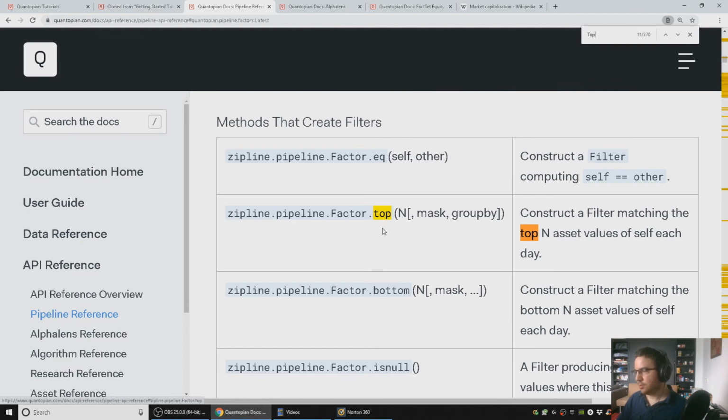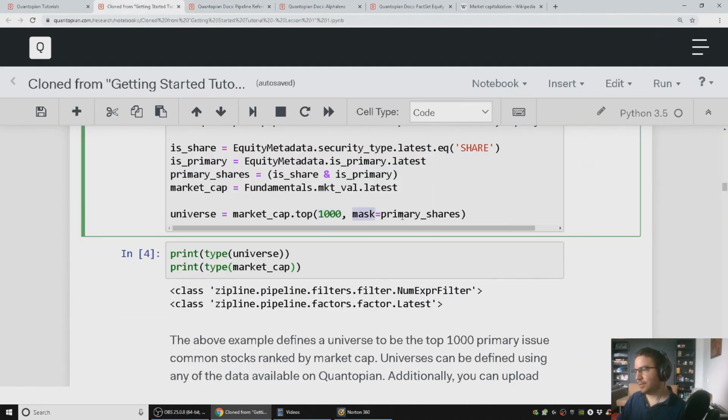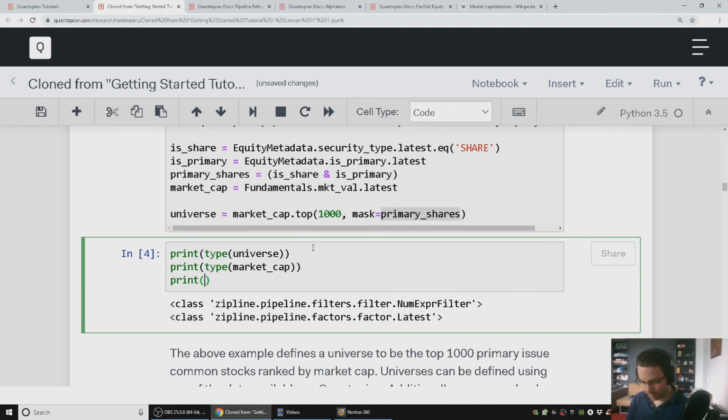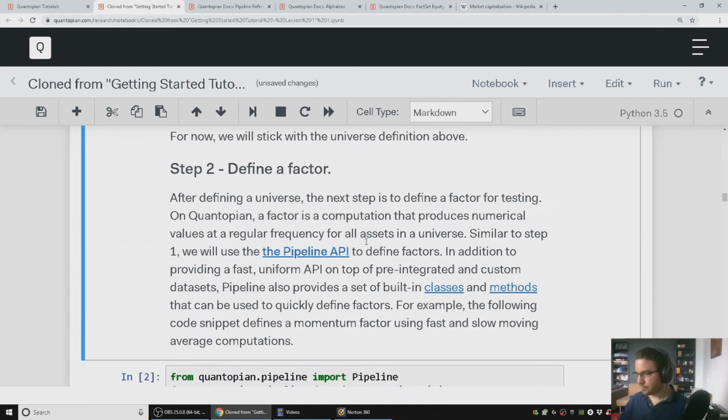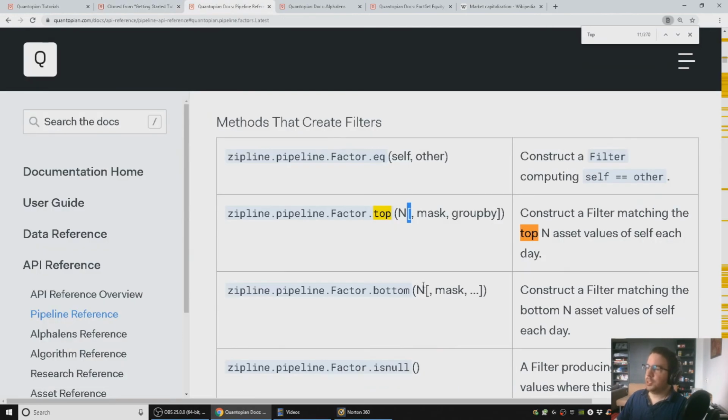Here we go. Construct a filter matching the top and assets. So we're getting the top 1,000 things in terms of market cap with a filter that's primary shares. So that filter, that primary shares thing is going to be a type filter, I reckon. It is. This is easy.